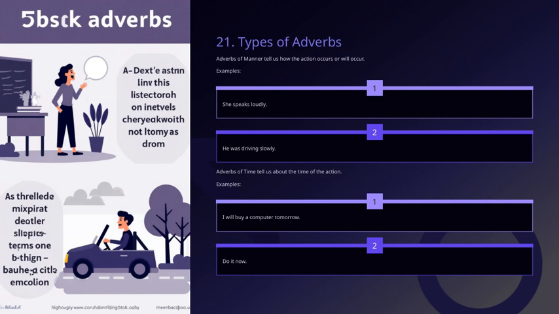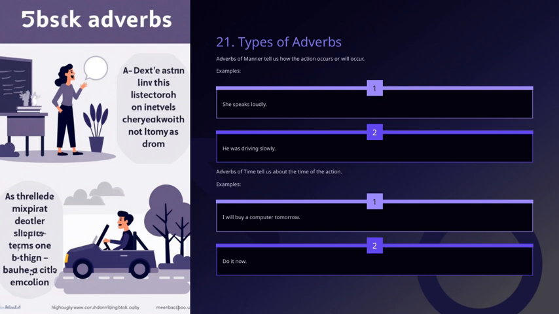Next, we have adverbs of time, which tell us about when the action takes place. For instance, I will buy a computer tomorrow indicates the time of the action. Or if I say, do it now, the adverb now emphasizes that the action should be done immediately. Understanding these types of adverbs helps us add more detail and clarity to our sentences, making our communication more precise and effective. Recognizing whether an adverb describes how or when something happens is key to using them correctly and enhancing our overall language skills.